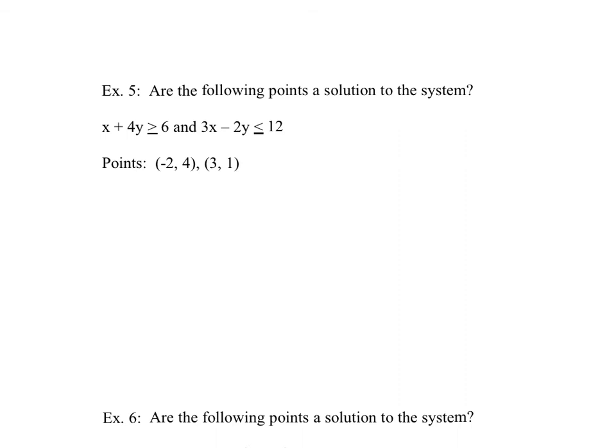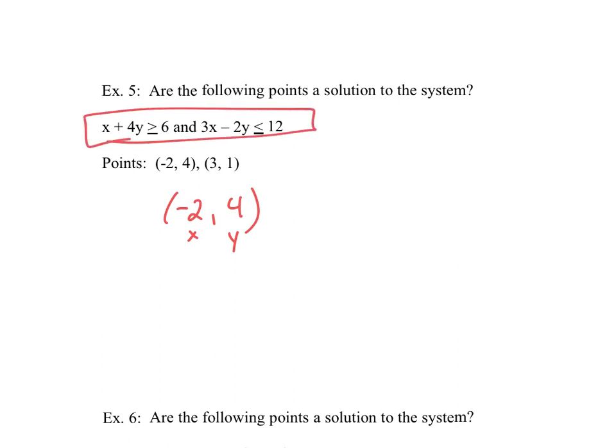So we'll start with negative 2, 4. Which one's x? Negative 2. Which one's y? 4. So I'm going to plug it into both of those equations. Can we do both of them, because it's a system? Well, I plugged in each point with each equation. So, kind of messed that up. Okay? So negative 2 plus 4 times 4, is it greater than or equal to 6?